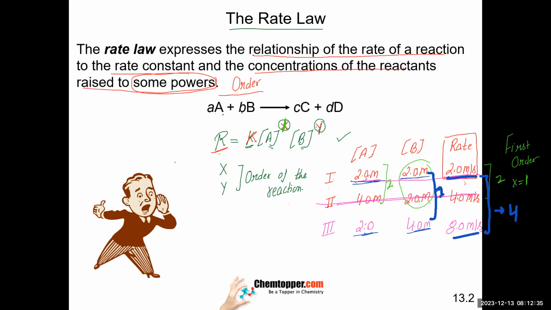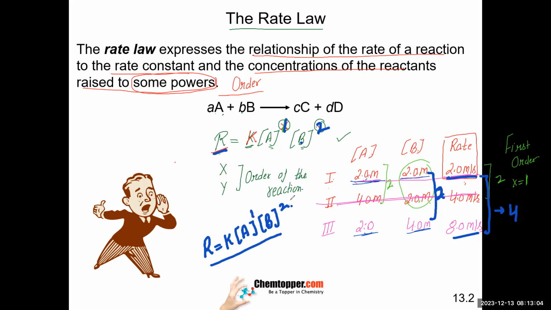When I double the concentration of B, my rate has increased 4 times. It means y is 2, x is 1. So rate is equal to k times concentration of A times concentration of B raised to power 2. That's the rate law. Now, what's the meaning of the order?